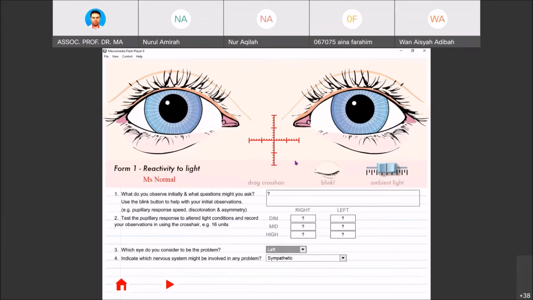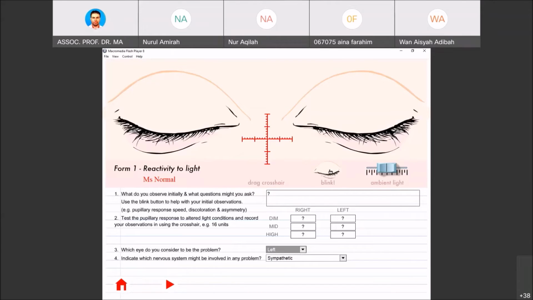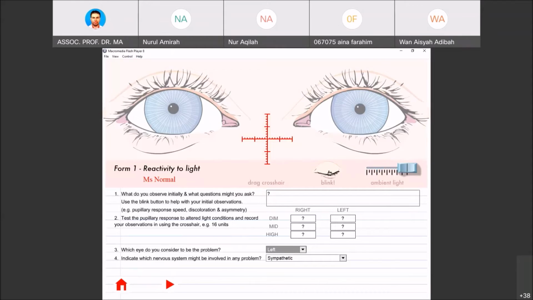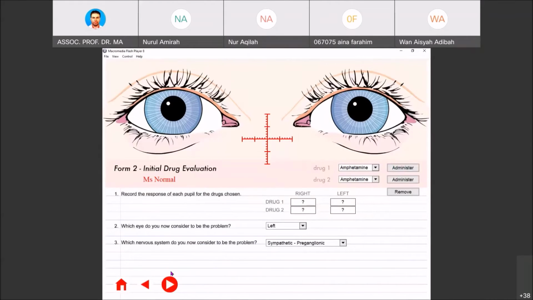So the reaction of the pupil to blinking is either symmetrical or asymmetrical. This is a normal patient in which the blinking reflex causes a symmetrical response, or speed of response, to increasing light intensity. You see, I've increased the light intensity and we are going to apply certain drugs.